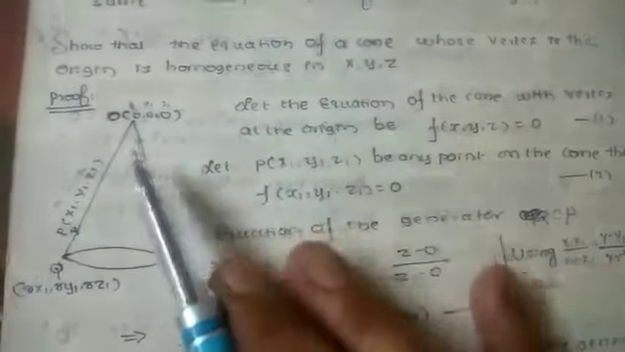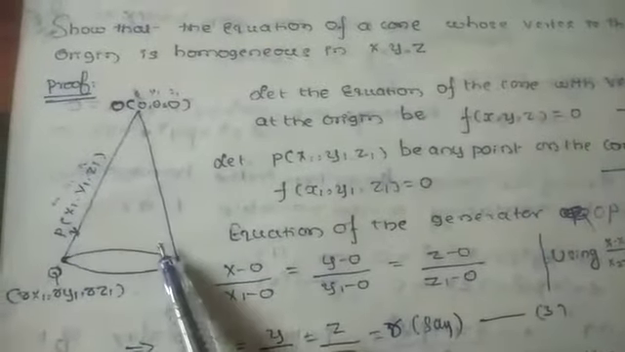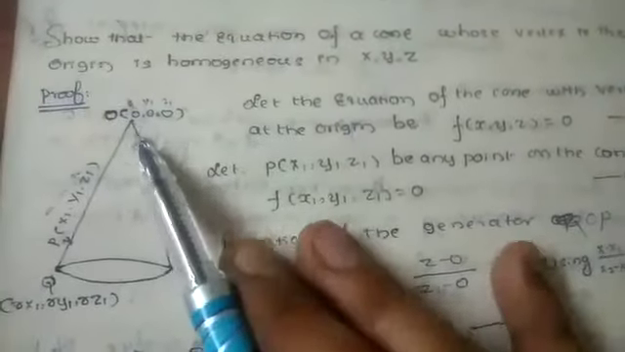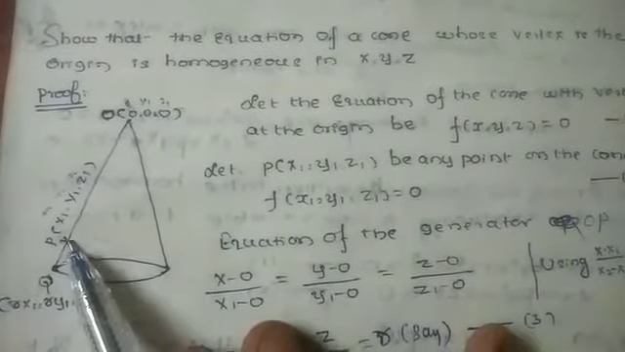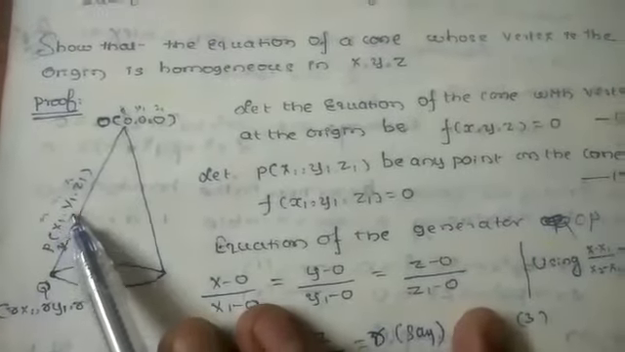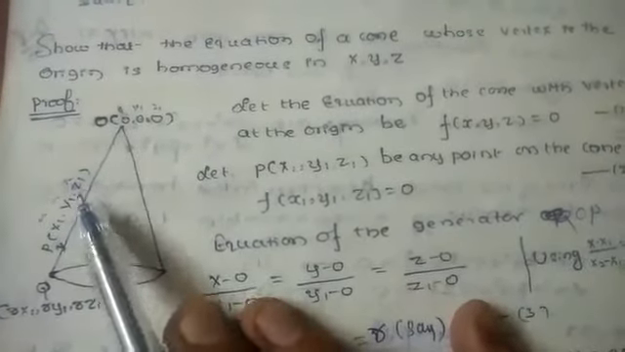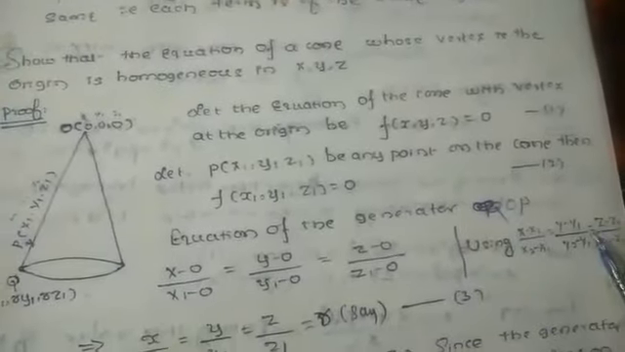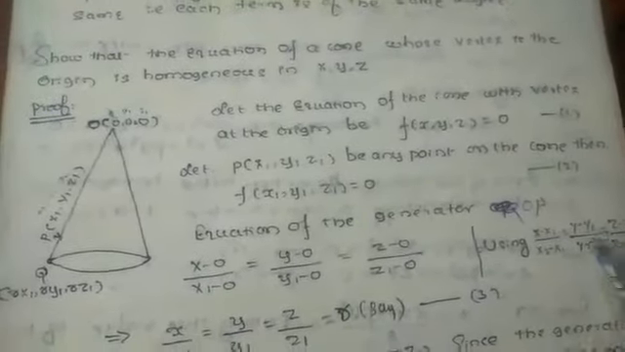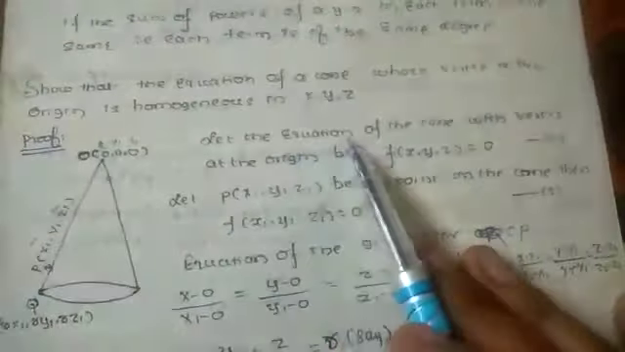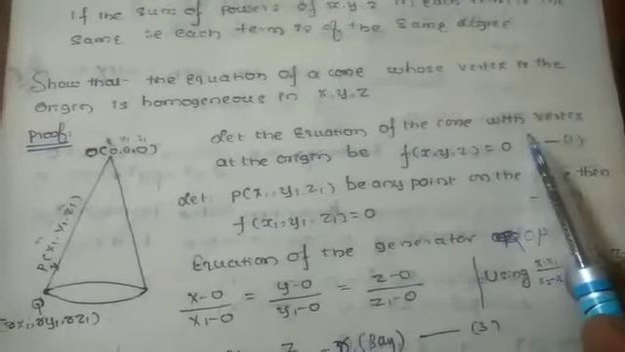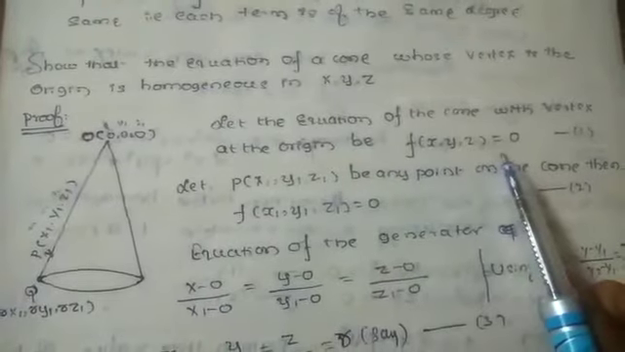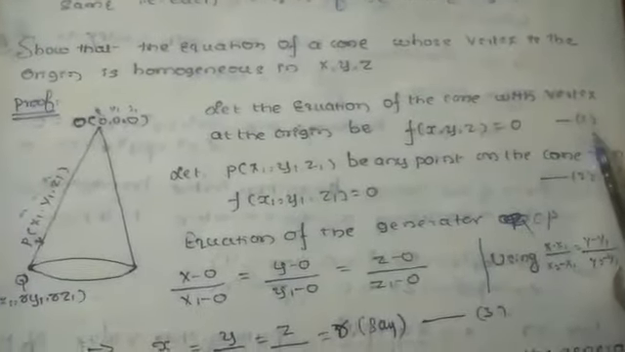First, consider this diagrammatic representation. This is the vertex O, 0 0 0, and on this generator line we are considering a point P of x1 y1 z1 to be any point on this line. Here we are applying the two-point form of the straight line. Let the given equation of the cone with the vertex at the origin be f of xyz is equal to 0. Call it equation number 1.